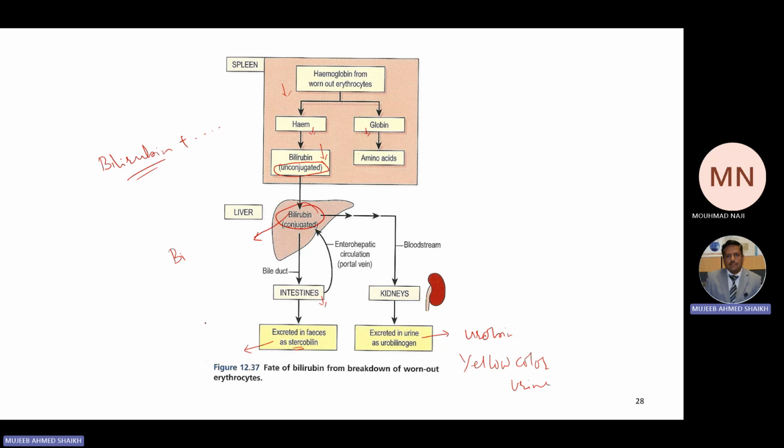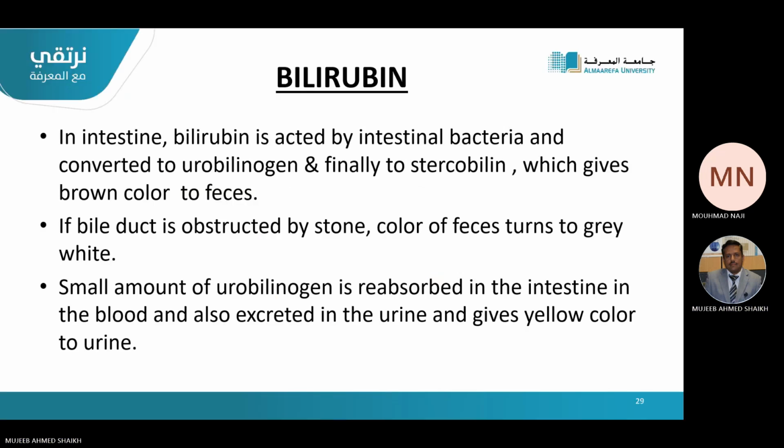And also the brown or yellow color of feces is because of the bilirubin, that is stercobilin. Here it is known as stercobilin. In the intestine, bilirubin is acted upon by the bacteria to convert it into urobilinogen and finally stercobilin, which gives the brown color of the feces.